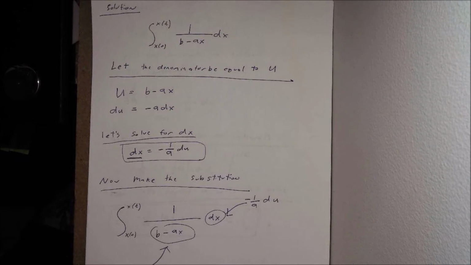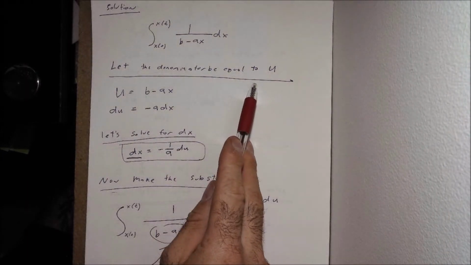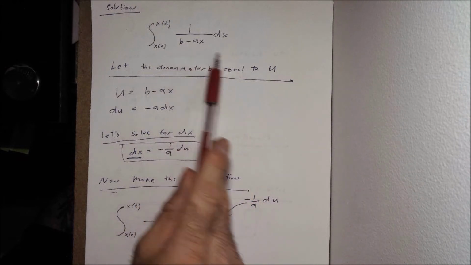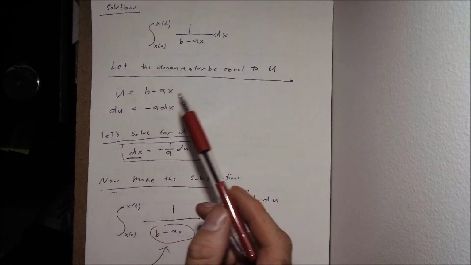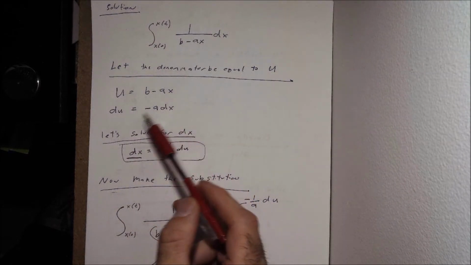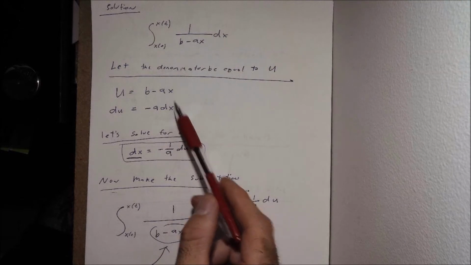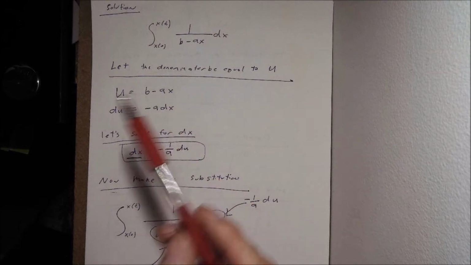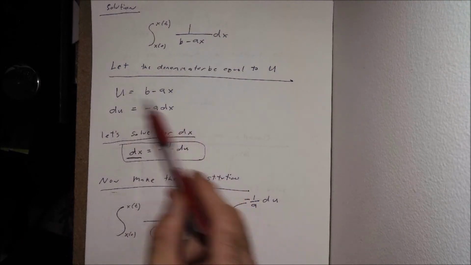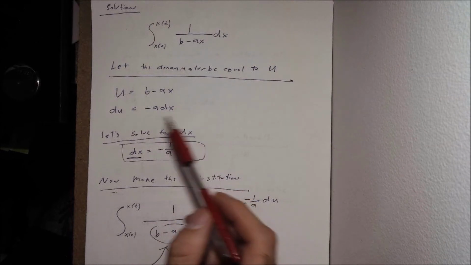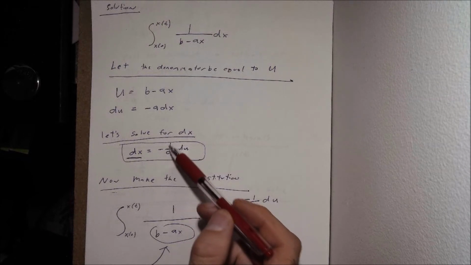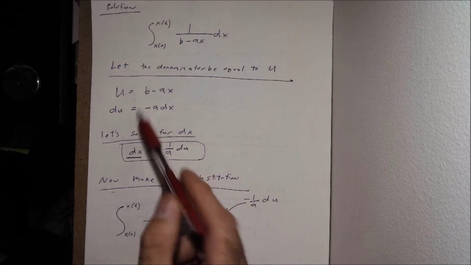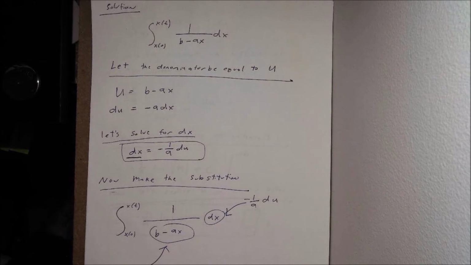In this case, as a general rule of thumb, let's try to have the denominator be equal to u. The denominator of our equation here is b minus ax. We'll say that u is equal to b minus ax. So our du is the derivative of that. The derivative of b minus ax is simply negative a dx. So now I have a u and my du. In my du, we have a dx. We want to solve for this dx, so we rearrange and end up with dx is equal to negative 1 over a du. Make sure we pay attention to our sign convention throughout this problem. We don't want to drop anything.